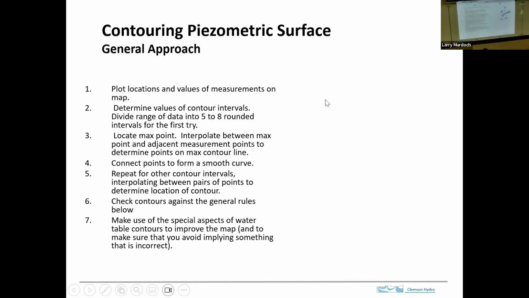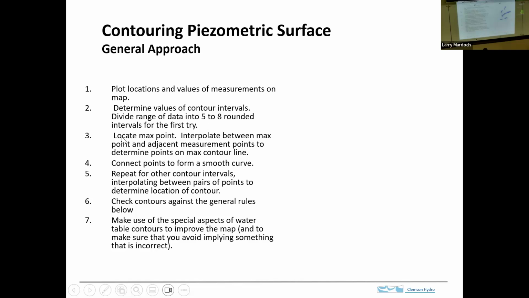So here's the approach that I would recommend. You're going to plot the location and values of the heads on the map, like we just showed. And then we need to come up with a contour interval. We're going to select like 5 to 8, or I think on the handout it's 4 to 8 intervals that will be the contour values that you'll use.